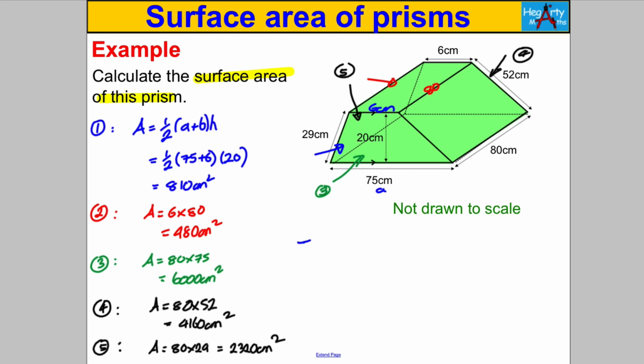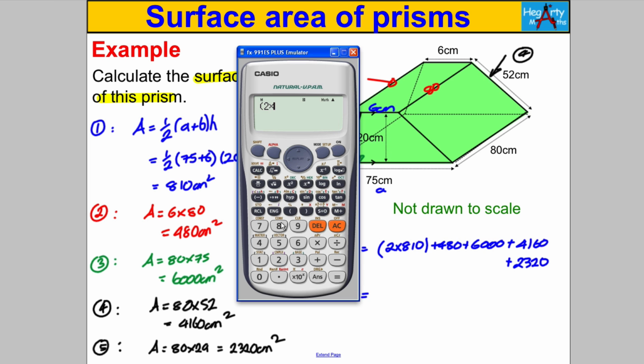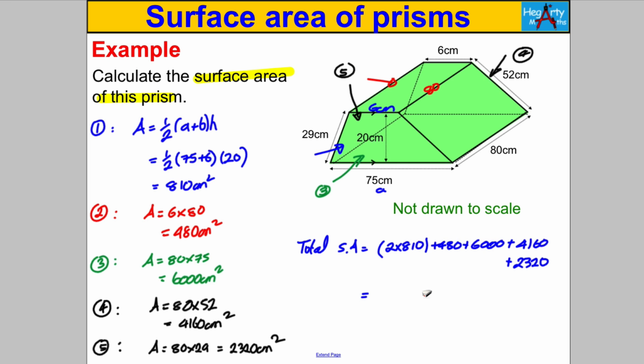So therefore the total surface area is going to be 2 lots of this one, so it's 2 lots of 810, and then we're going to add all the others. We're going to add the 480, we're going to add the 6000, going to add the 4160, and lastly we're going to add the 2320. And using our calculator we will get 14,580, and the unit is going to be centimeters squared, and we're done.